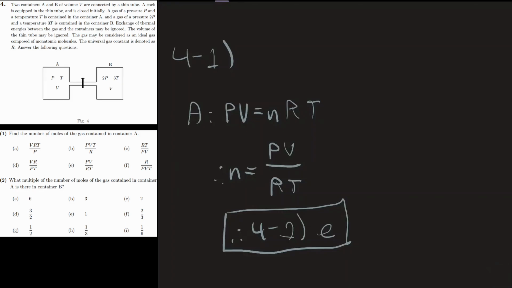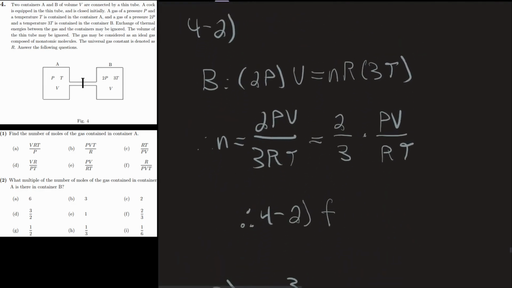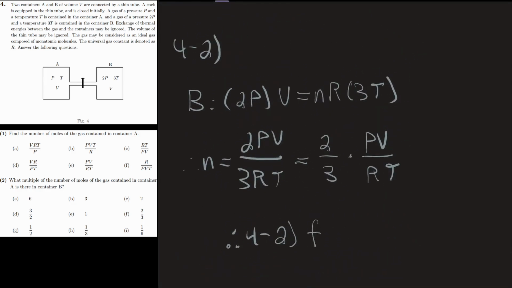The second part says what multiple of the number of moles of the gas contained in container A is there in container B. We're going to do the same thing here. We use PV equals nRT, except this time we use the pressure, volume, and temperature given for container B. In container B, the pressure is 2P, the volume is still the same volume, and the temperature is 3T. So if you solve for n, you get n equals 2PV over 3RT.